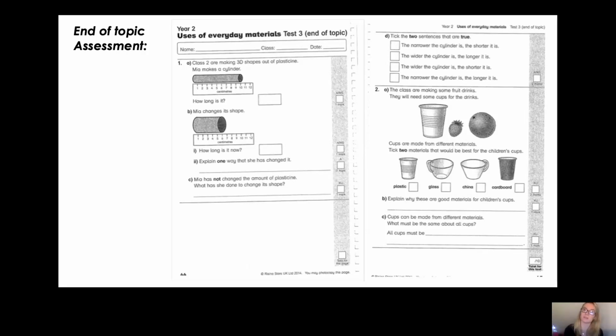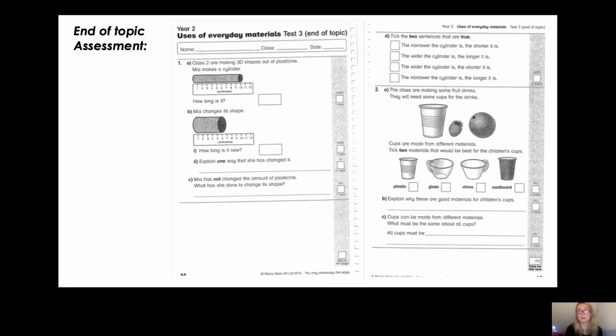Now in our last science lesson, we finished our topic on everyday materials. So we're going to start this lesson by completing our end of topic assessment, which is called Year 2 Science, 26th of January, Resource 1. So could you pause the video now, Year 2, and have a go at your assessment?